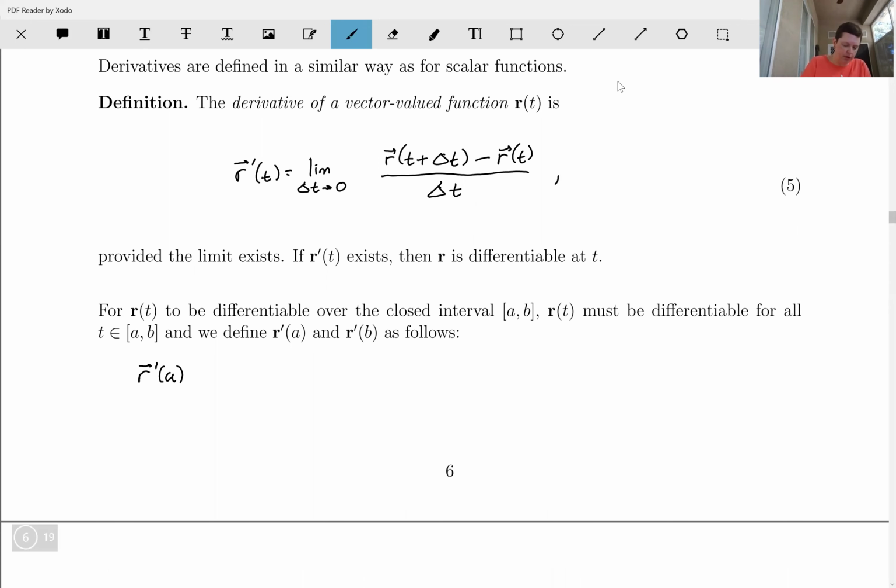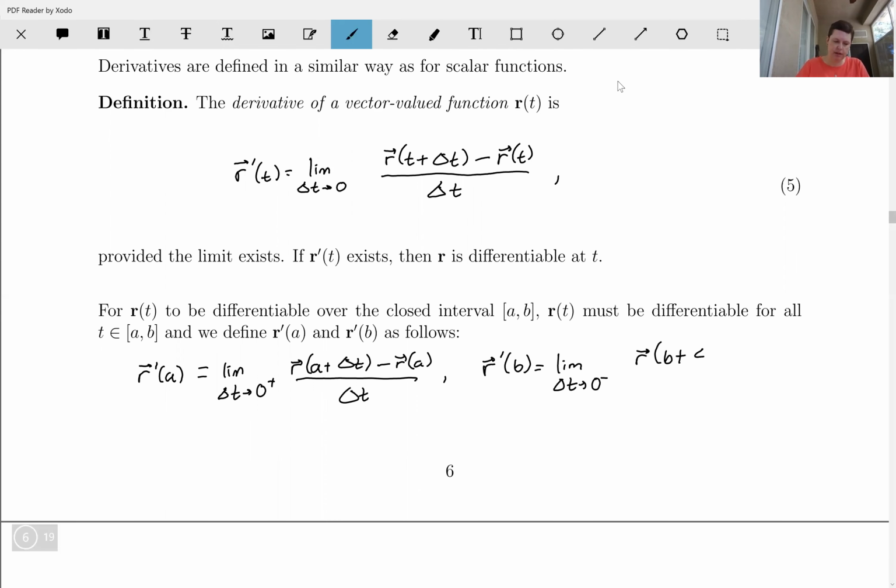So to determine the derivative at the left endpoint, we look at the limit as delta t approaches 0 from the right of r of a plus delta t minus r of a divided by delta t. And similarly, to find the derivative at the right-hand endpoint, we take the limit as delta t goes to 0 from the left. And so it goes. And so that's how we define the derivative.